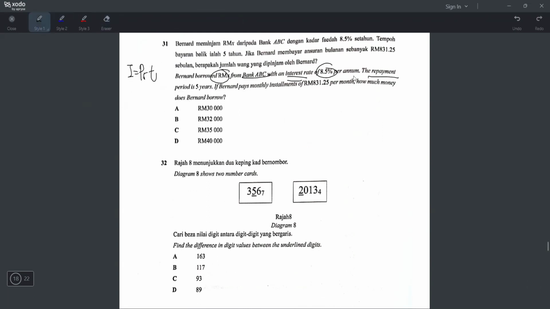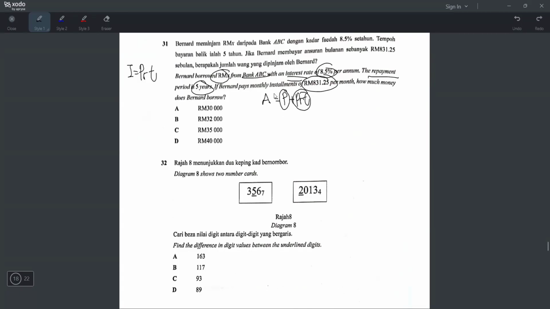Okay, let's keep reading. The repayment period is 5 years. If Bernard pays monthly installment 831.25, how much money does Bernard borrow? Okay, this formula is used to find interest. But there's another formula to find the total loan repayment. It's P plus PRT. And do you realize PRT is actually the interest, right? So that means this formula will give you the interest, but you have to add the interest to your starting money to get the total amount that you have to pay back the bank. I repeat one more time. When you borrow from the bank, that's the starting money, the P, right?